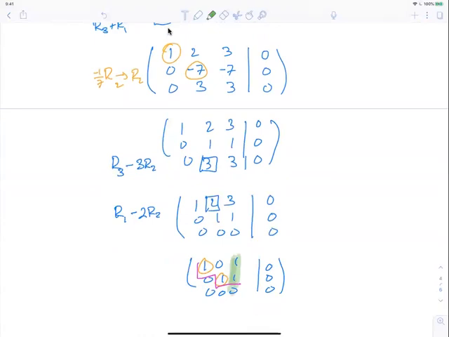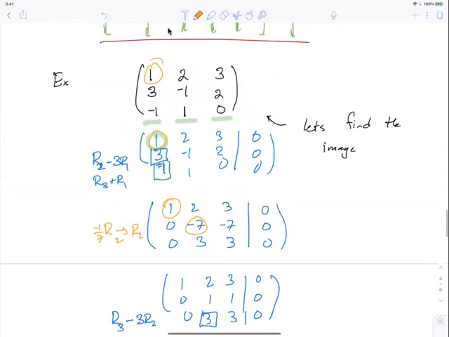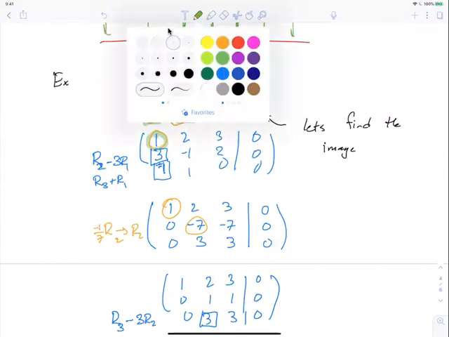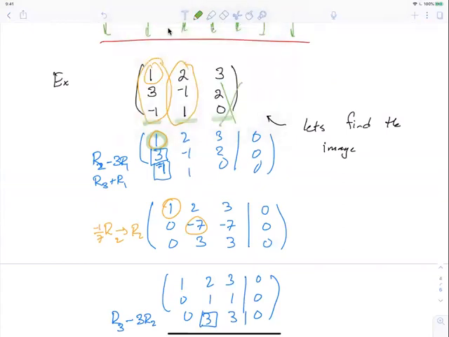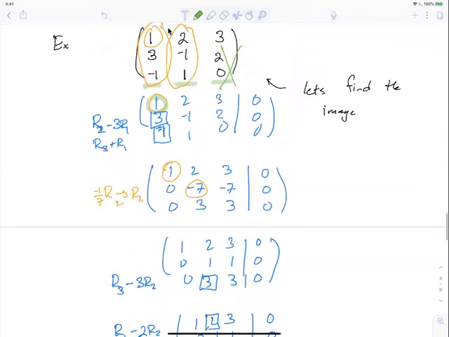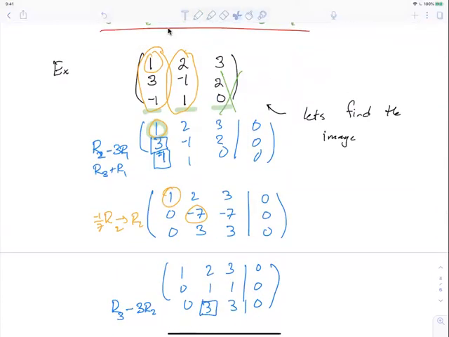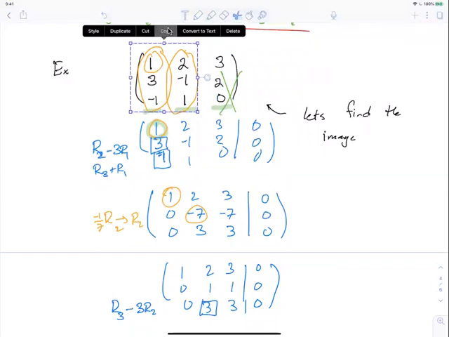So now what we can do is take our pivot positions here and go back up to the top and say, okay, look, these are the ones that we want. Those are the ones that we want to keep. And we're not going to keep this last one. So the basis for the image is just going to be these two vectors right here.